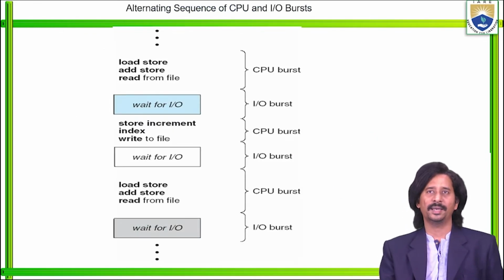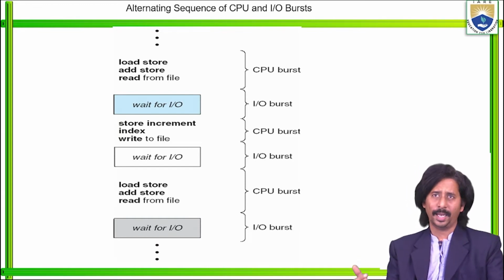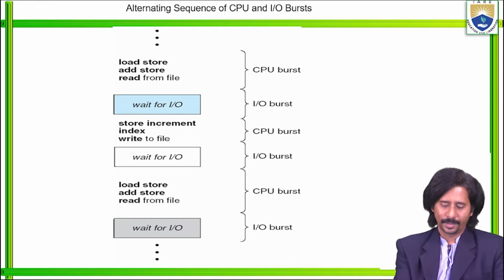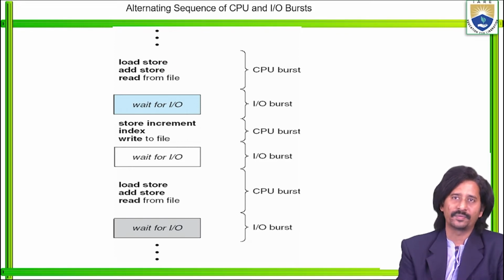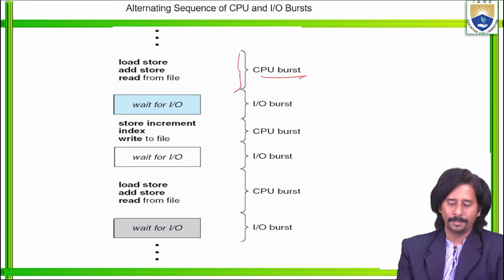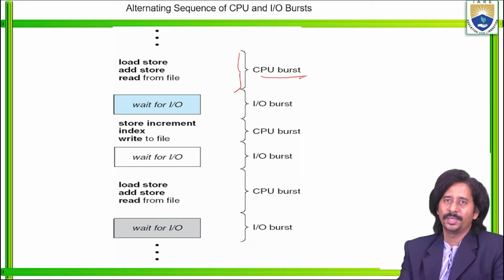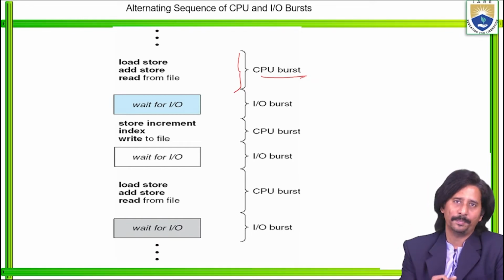See, this is the alternating sequence of processor and input output burst. Here, this is a load and add some instructions. Load, store, add, store, read from the file. So here we can call it a CPU burst. It is executed, right? Some instructions are executed within that particular process.